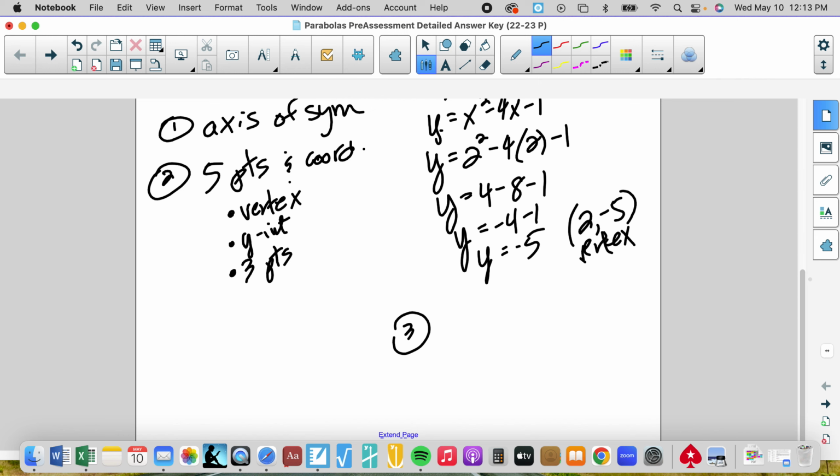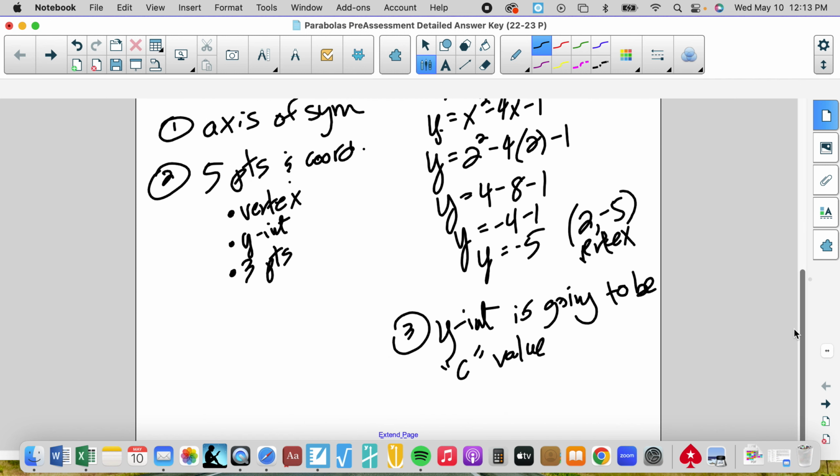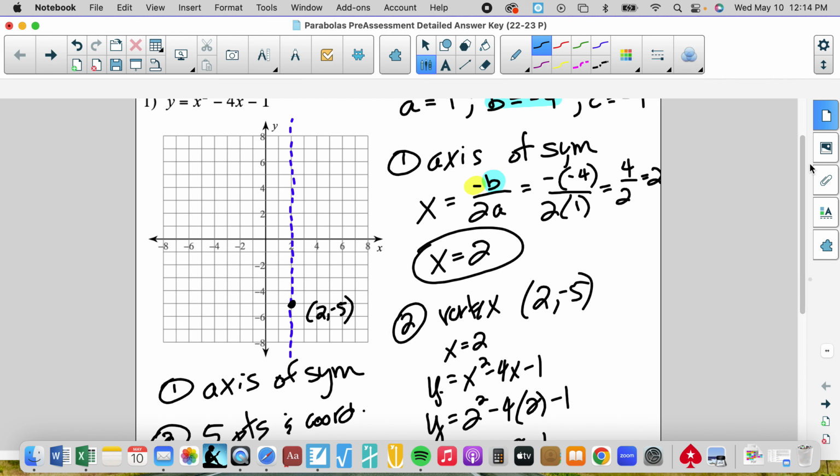Step 3 is going to be the y-intercept. Now the y-intercept is easy because the y-intercept, when it's in standard form, is going to be my c value or my constant. And my c value in this example is negative 1. So my y-intercept is going to be negative 1. So we're going to go here. We're going to find negative 1. We're going to make a point.